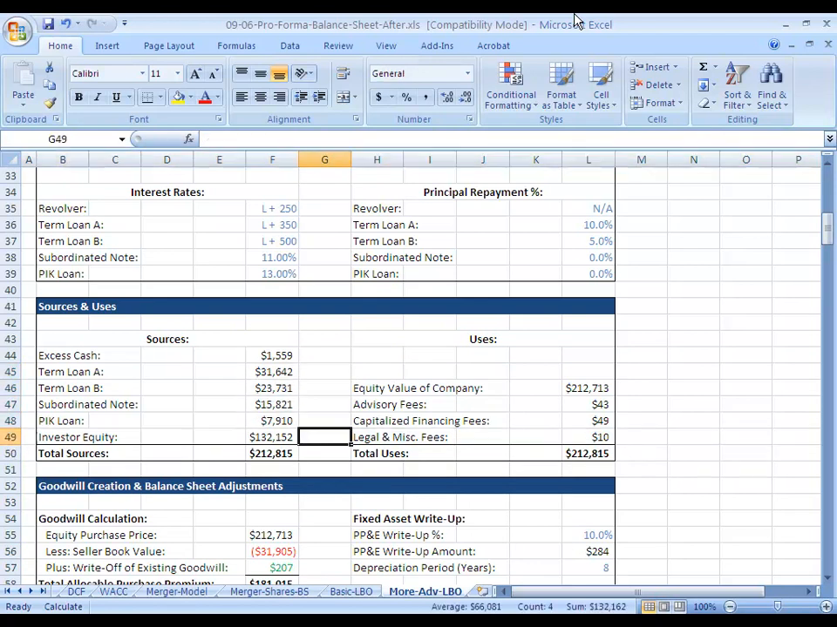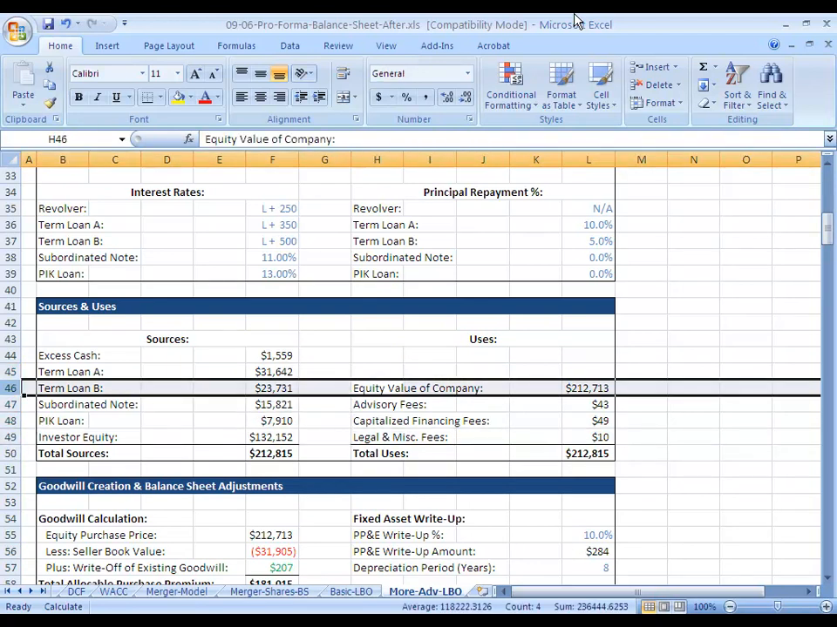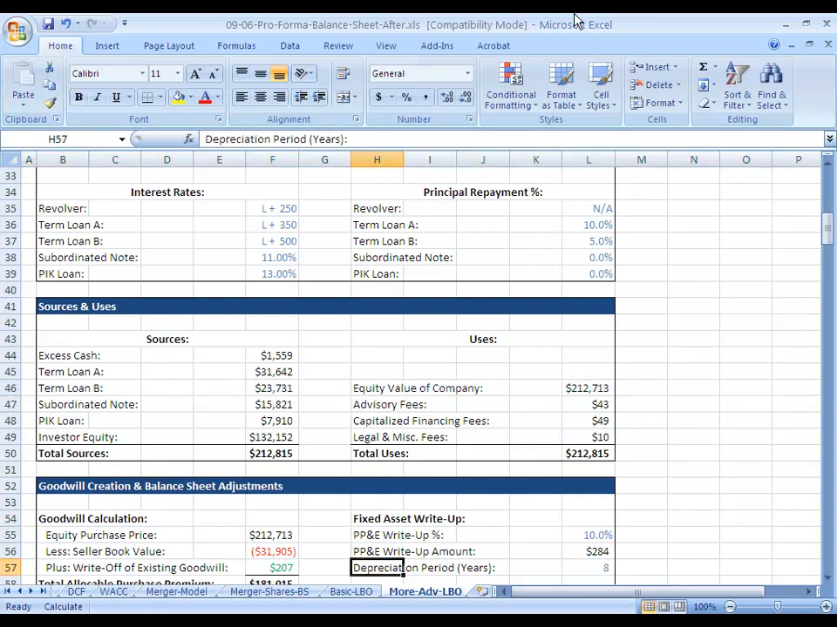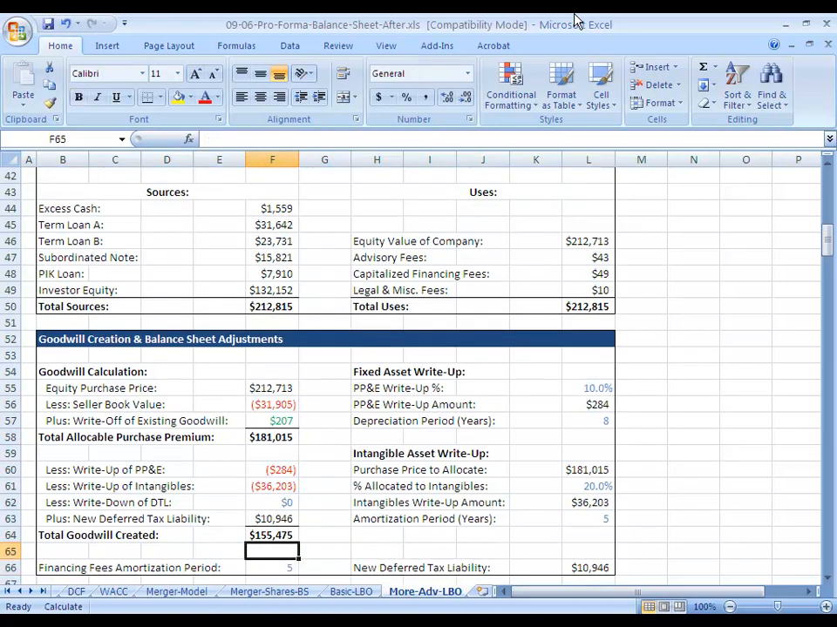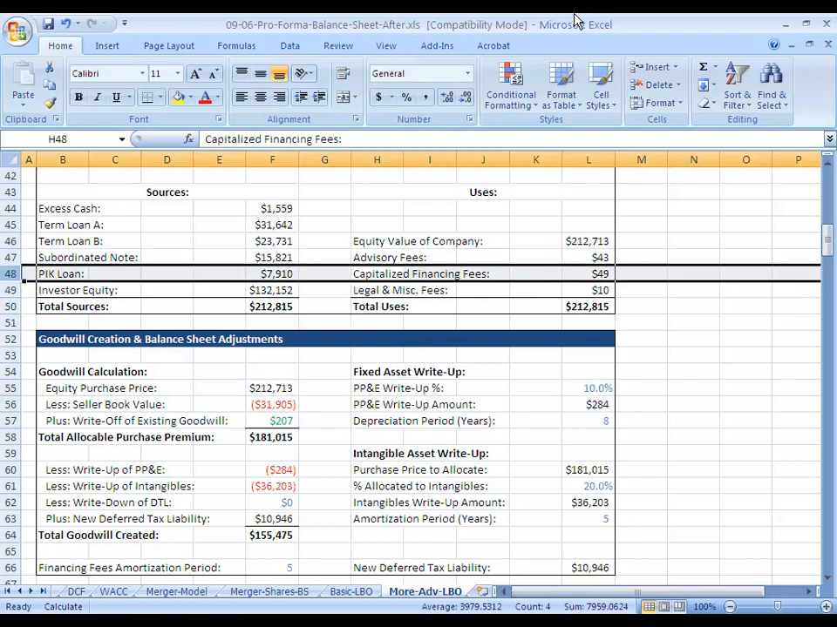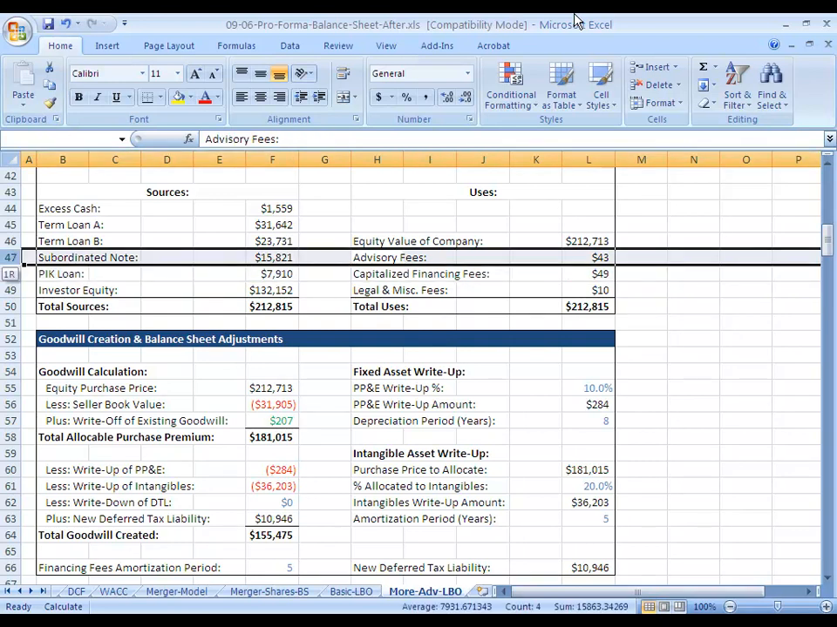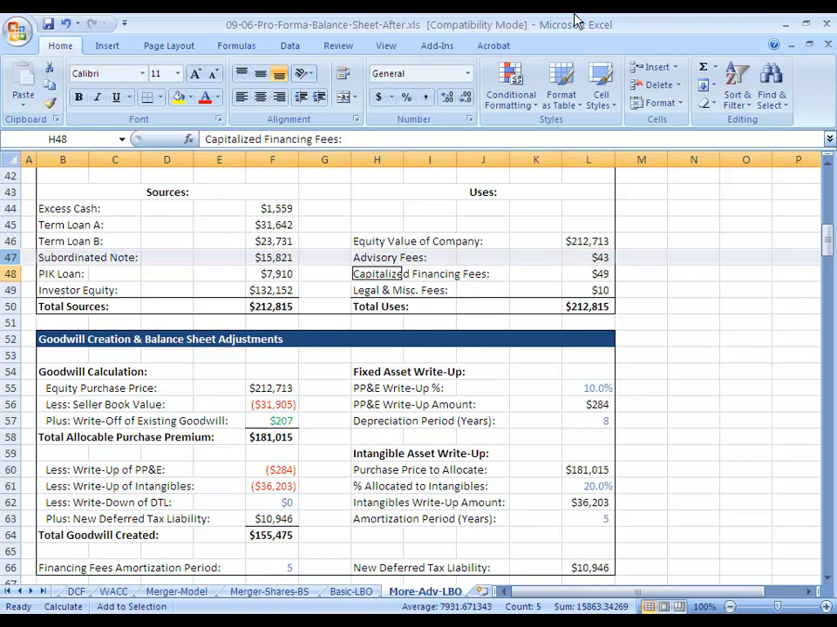The equity value of the company is not directly being taken into account, but we do have it. We are factoring it in because of our goodwill schedule right here. So we are factoring in this difference and the fact that the shareholders' equity goes away. Similarly, capitalized financing fees are also being taken into account because we have a new item on our balance sheet. But what's missing here are the advisory fees and then the legal and miscellaneous fees.